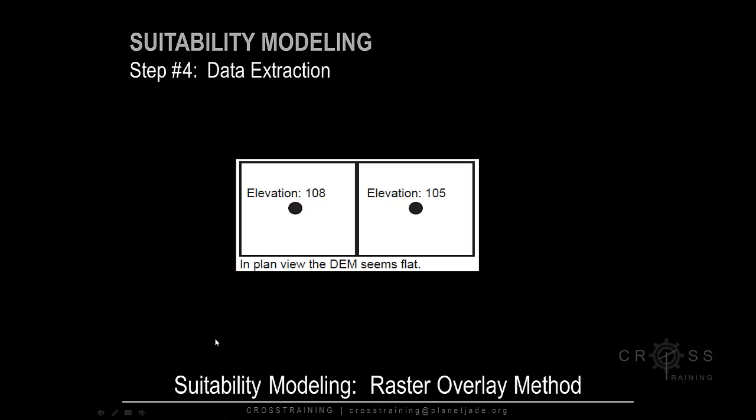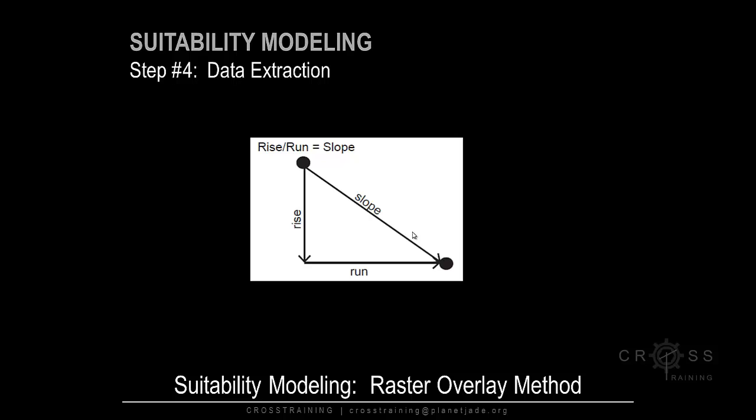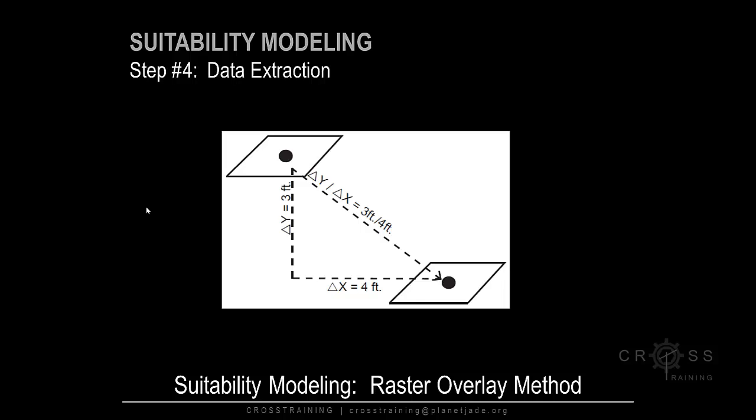If we rotate our grid into a 3D view, it's going to look something more like this. It's not flat at all. So if we look at it in this view and we look at these 2 points and we begin to think about their relationship, we can begin to see a pattern. And the pattern here is we can kind of see an equation. Rise over run equals slope. The relationship can also be expressed as the change in y divided by the change in x.